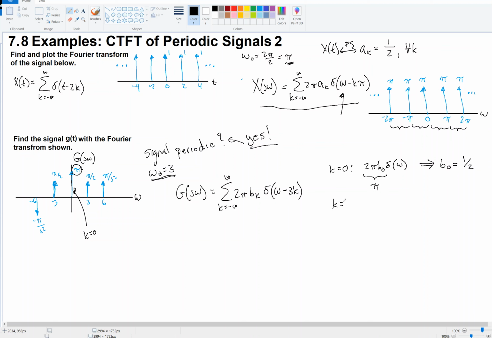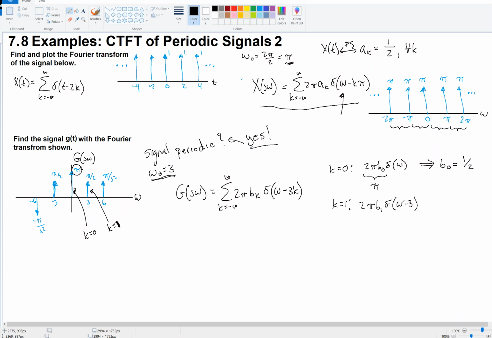All right, let's try the k equals 1 term. For the k equals 1 term, I would have 2 pi times b1 times delta of omega minus 3. So I'd have an impulse shifted to the right by 3. By golly, that is this one here. Did I just say by golly? My mom would be so happy.